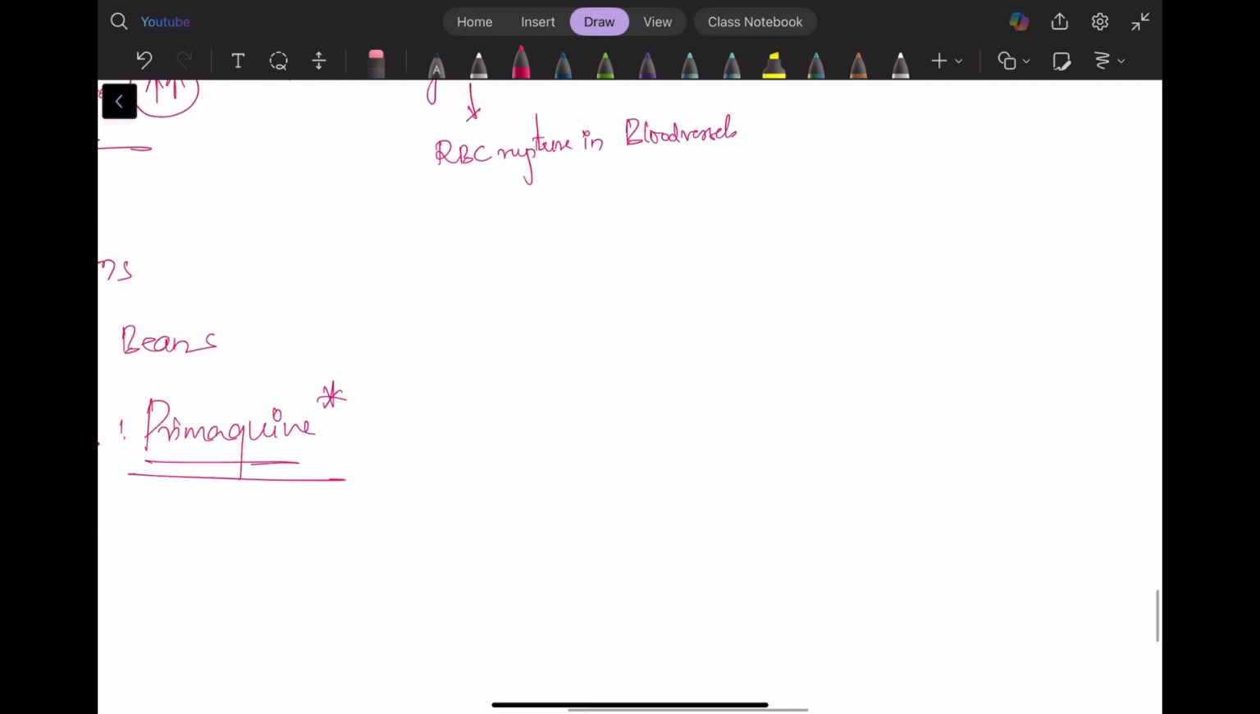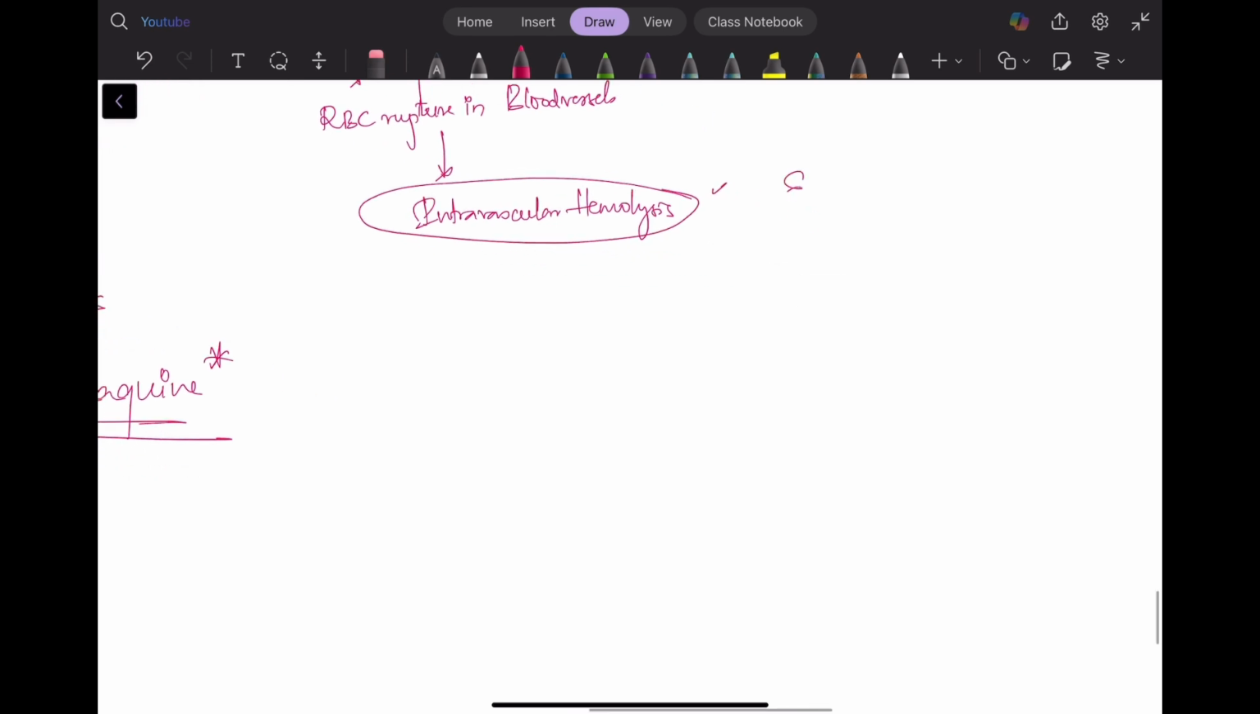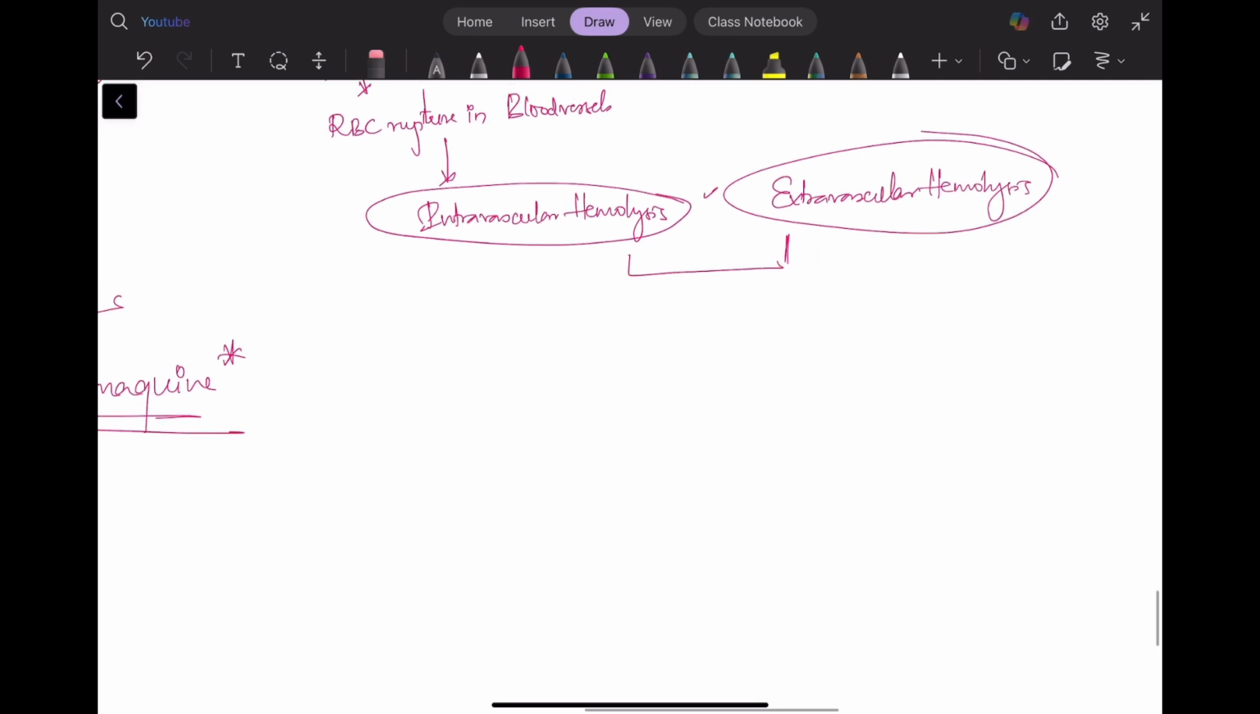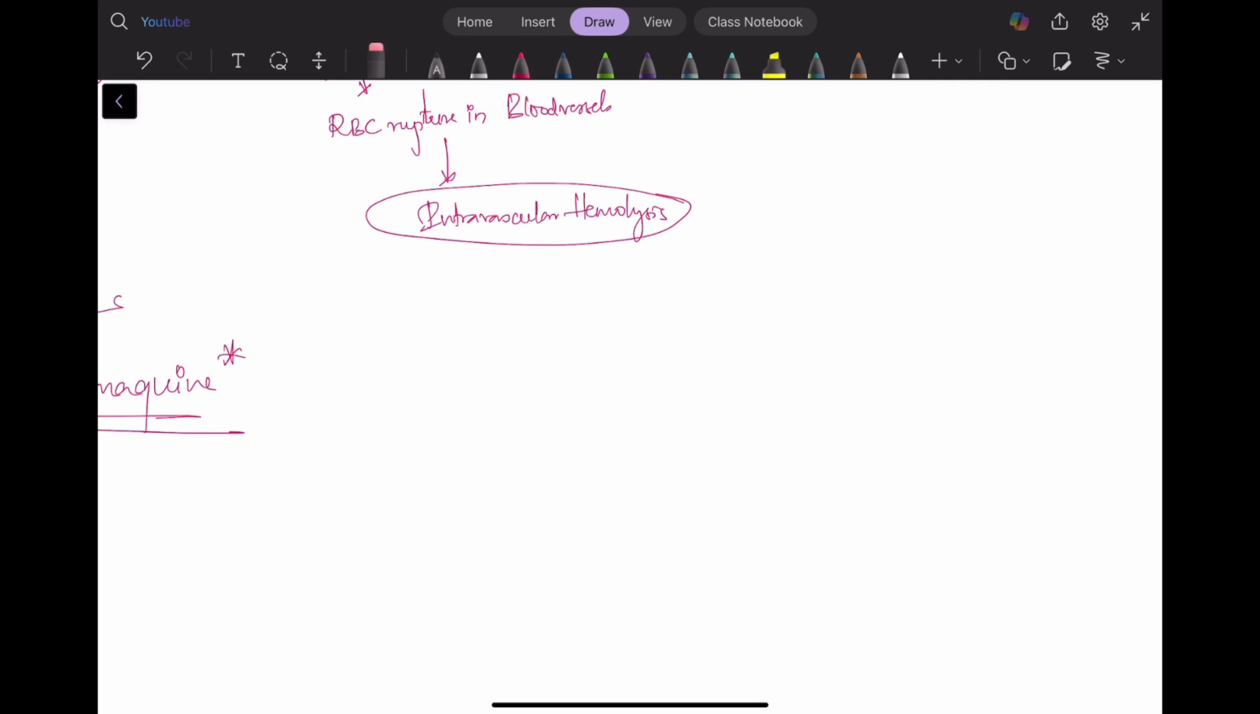Where else will it be? If it ruptures, then we have intravascular hemolysis. For those who don't know what intravascular hemolysis is, we have another one, extravascular hemolysis. So look into that video so you will understand better. So here what happens? Intravascular hemolysis.